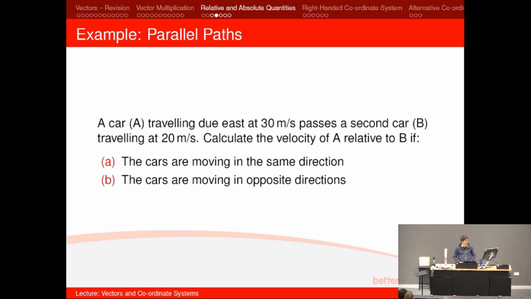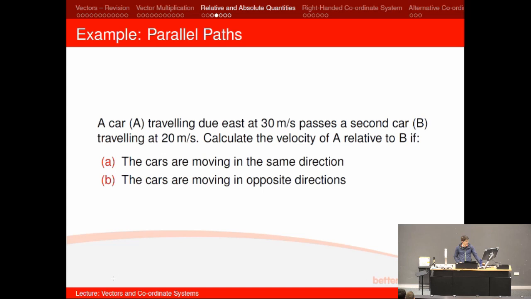So car A is traveling due east at 30 meters per second. Due east, meaning it's the positive x-axis if you want to put it onto a coordinate system, and it passes the second car B traveling at 20 meters per second. It's traveling slower than car A. To calculate the velocity of A relative to B if the cars are moving in the same direction.